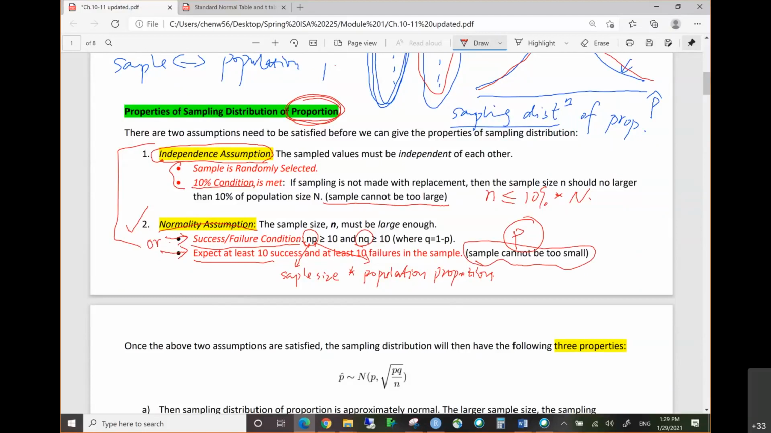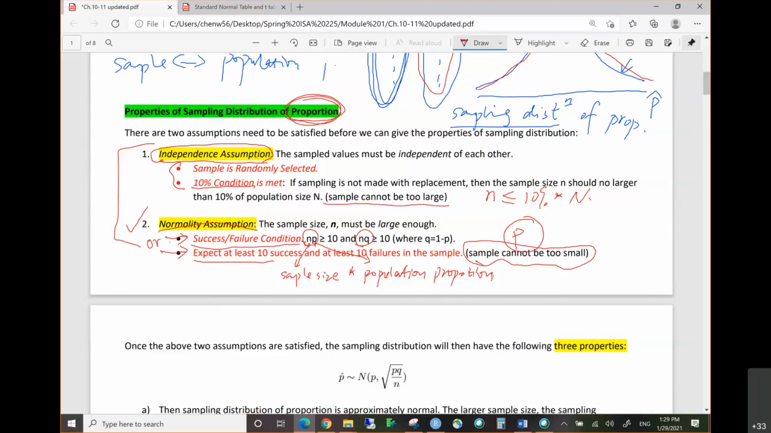If the sample is too small, like what I said, if I selected 10 out of the whole United States citizens, then the sample is too small. This sample is not representative of the whole population, right?